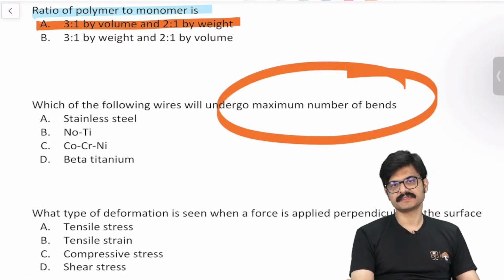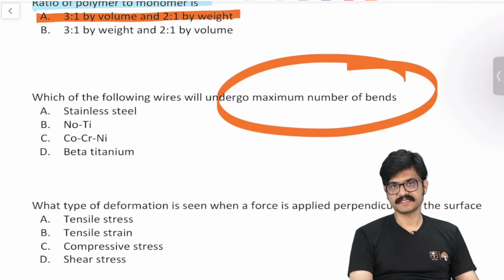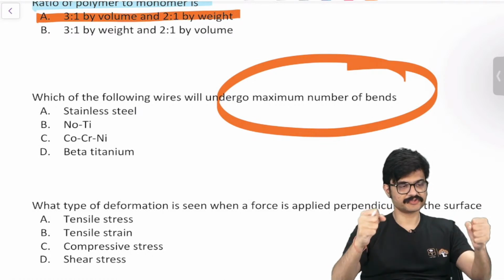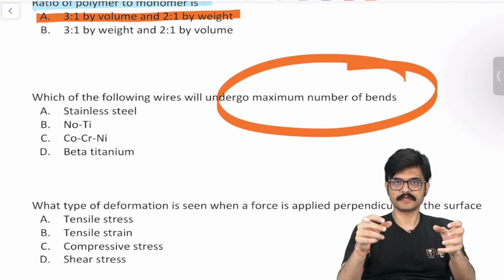Which of the following will undergo maximum number of bends? Now guys, this question is taken directly from the Phillips table from chapter 17 in your Phillips 12th edition. That is the one showing maximum ductility. Cold bend test is also one of the tests of ductility.